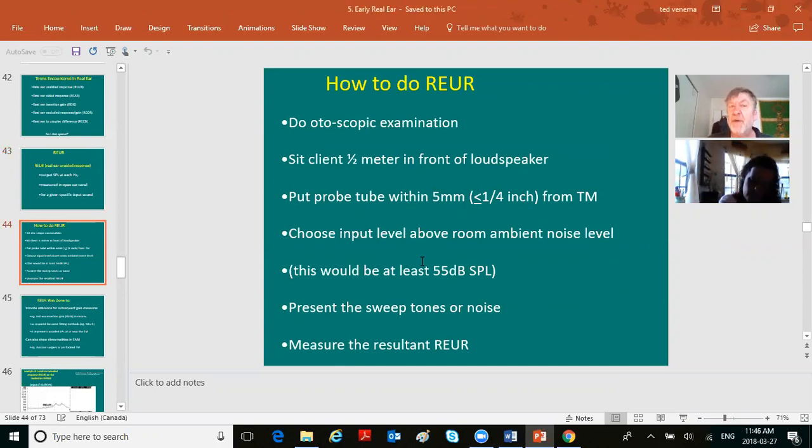Now that's step number 4 on this screen. Usually they chose 55 dB SPL. Why 55? Because it's louder than average room ambient noise. Average room ambient noise is 35 to 40, so you wanted an input to be more than 35 to 40. They chose 55 because it's nice and quiet. It doesn't ever make the sound too loud for somebody.